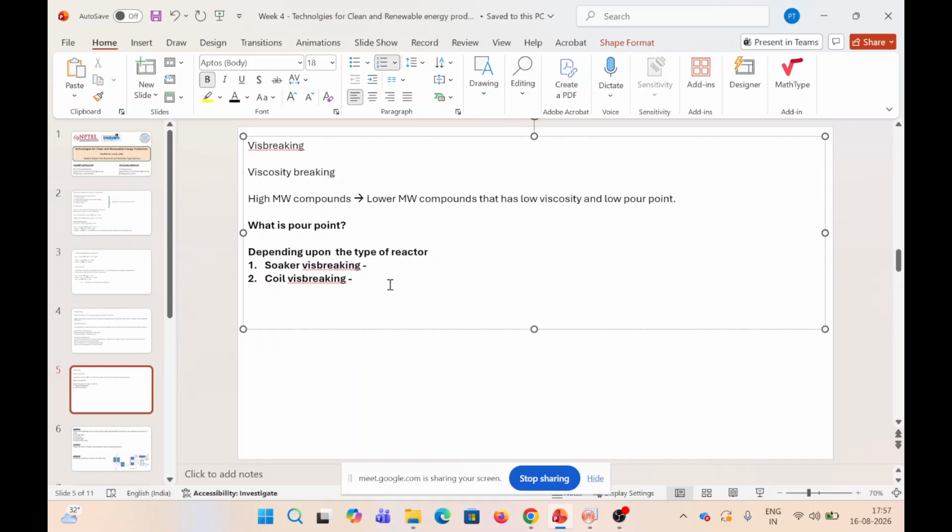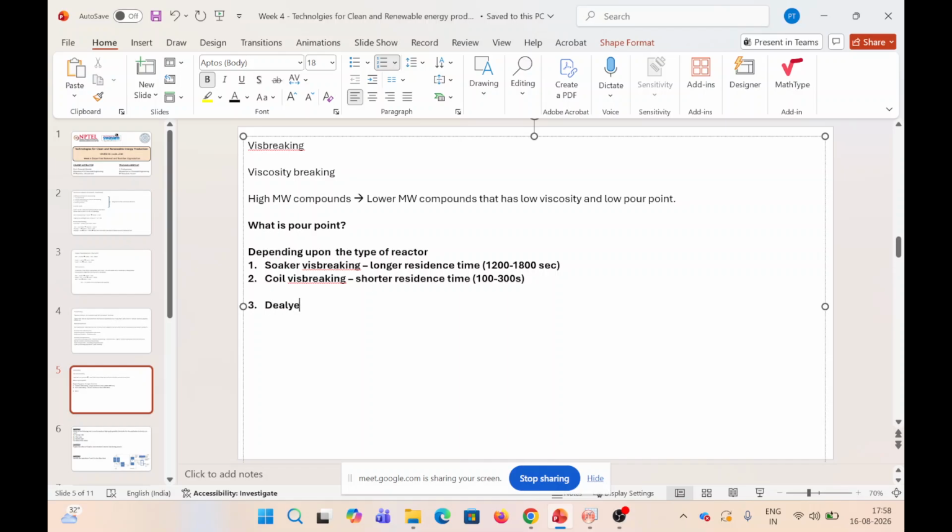Both these processes typically differ in their residence time. So soaker visc breaking has a longer residence time compared to coil visc breaking. When I say longer, it's usually in the order of 1200 to 1800 seconds, whereas coil visc breaking has a shorter residence time of about 100 to 300 seconds only. So basically, there are two major conversion processes involved: one is a minor conversion with a shorter period of time, and another one is a major conversion with a longer period of time.